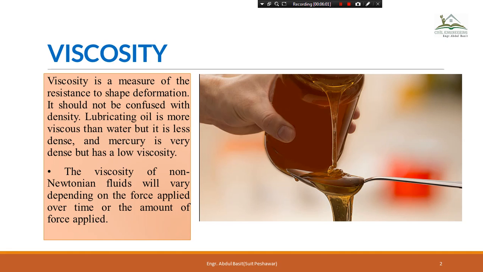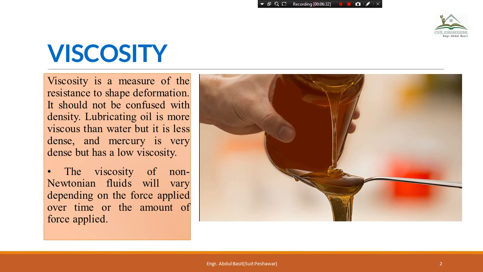Okay, in some cases you'll find that a liquid is less dense but more viscous, so it may be vice versa. And mercury is very dense but has a low viscosity. The viscosity of a non-Newtonian fluid will vary depending on the force applied over time or the amount of force. Non-Newtonian fluids refer to those fluids which do not follow Newton's law of viscosity.